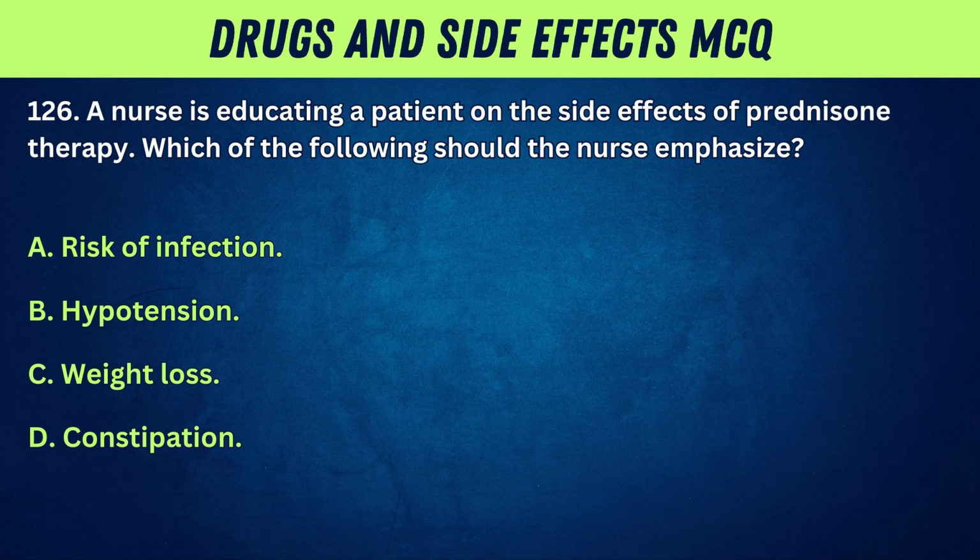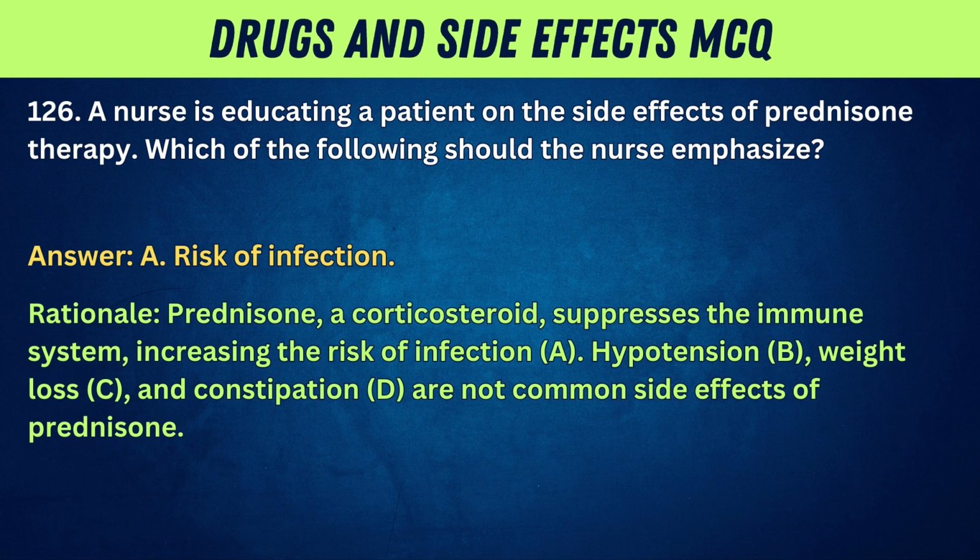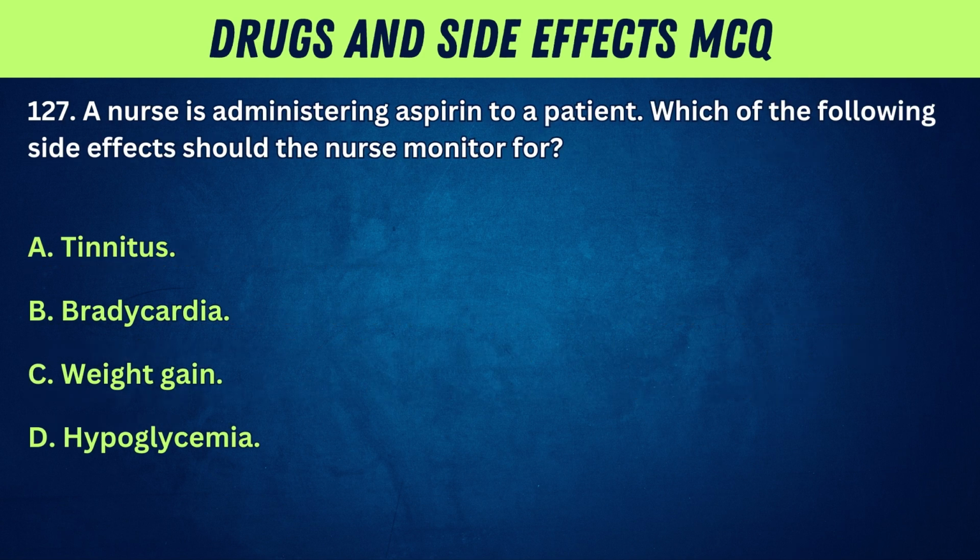A. Risk of infection. B. Hypotension. C. Weight loss. D. Constipation. Answer: A. Risk of infection. Rationale: prednisone, a corticosteroid, suppresses the immune system, increasing the risk of infection, A. Hypotension, B, weight loss, C, and constipation, D, are not common side effects of prednisone.